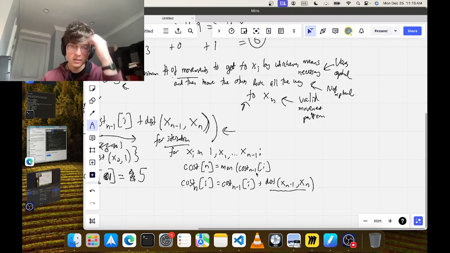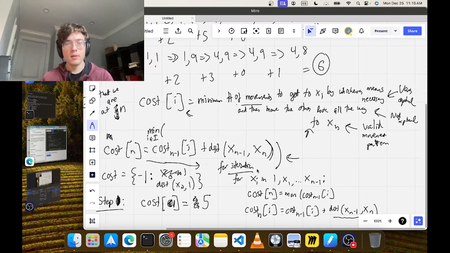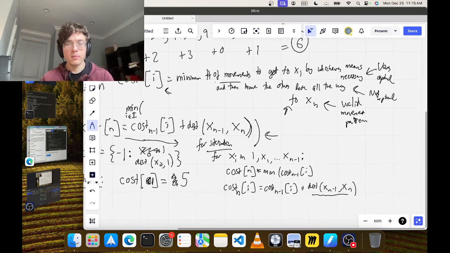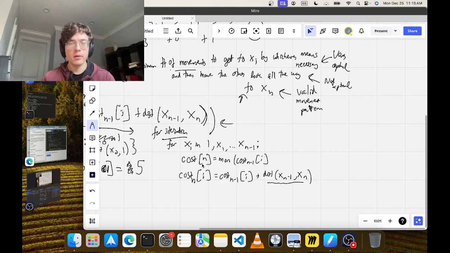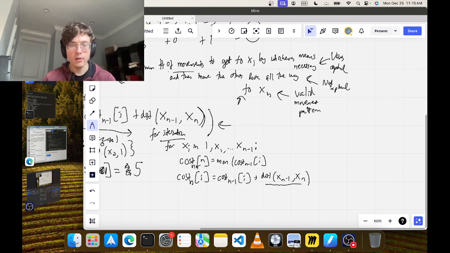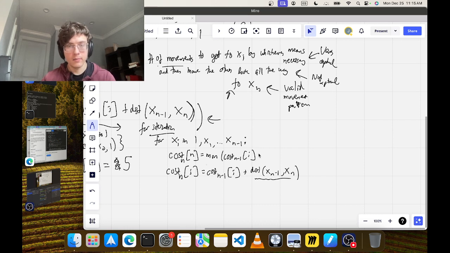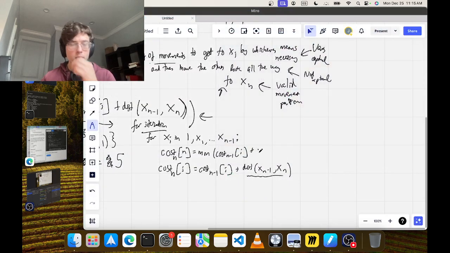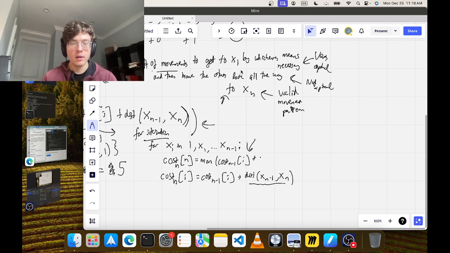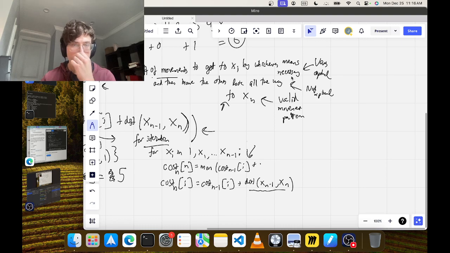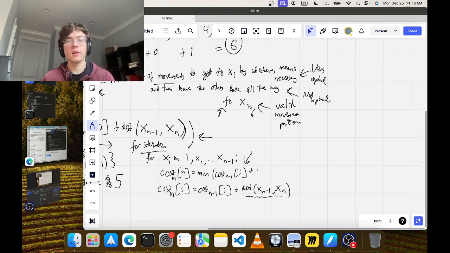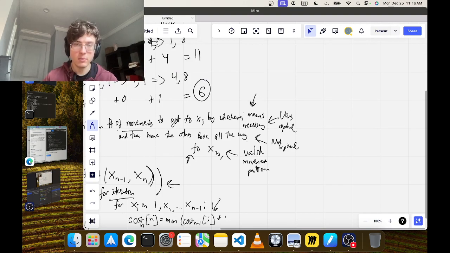So we're going to use this cost n minus 1 of i. How do we evaluate this cost n of n? We evaluate it by this plus the distance. Is it the minimum distance? No. Well, actually we do care about this, which was something that tripped me up. So what is the definition of this cost n of n? It's the minimum movements to get to xn by whichever means necessary, and then move the other lock all the way. And it's actually this, not exactly whichever means necessary.